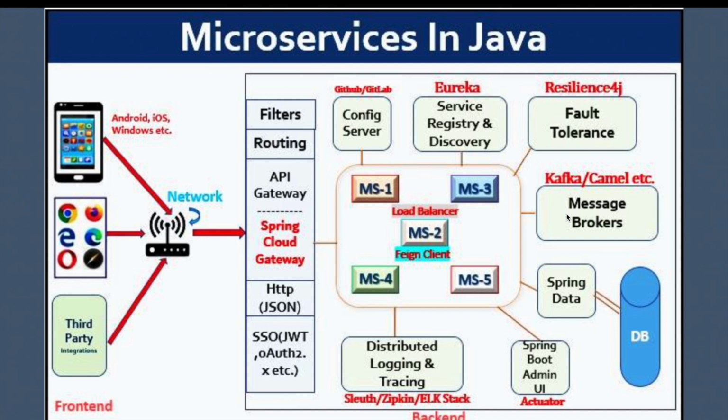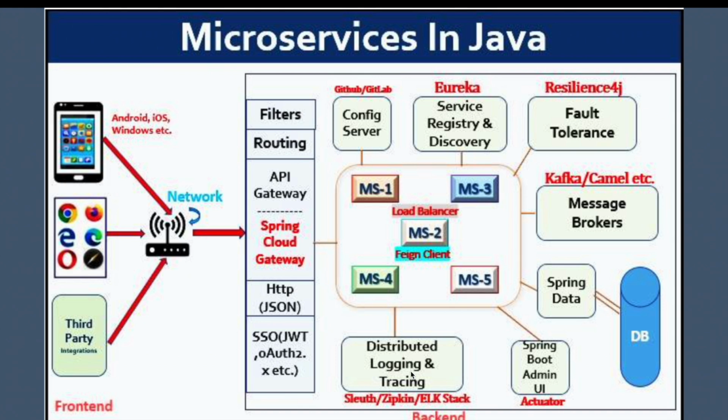Why do we need Kafka or RabbitMQ? Actually we use them for asynchronous calls. If you want to communicate between the microservices, we can do it with synchronous or asynchronous calls. If you are doing an asynchronous call, then you have to use Kafka. If you are doing a synchronous call, then you can use RestTemplate. And this is the distributed logging and tracing: with the help of Sleuth, Zipkin, and the ELK stack, you can do distributed logging and tracing.